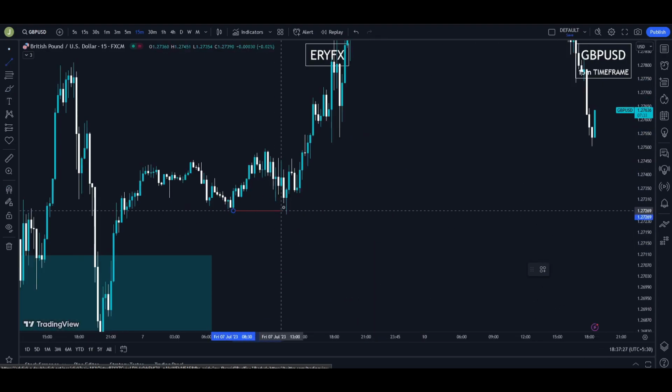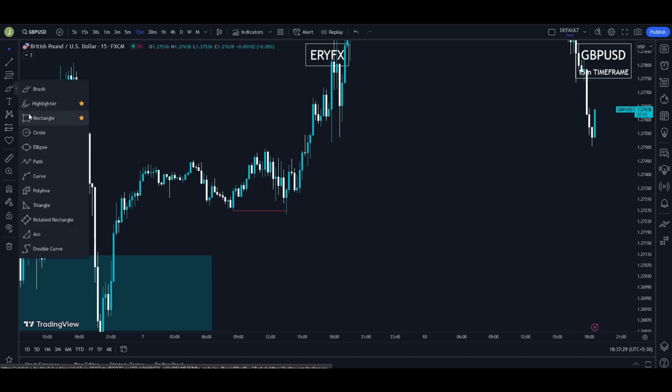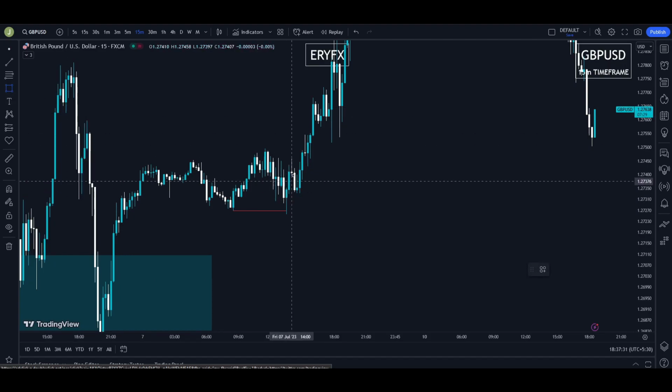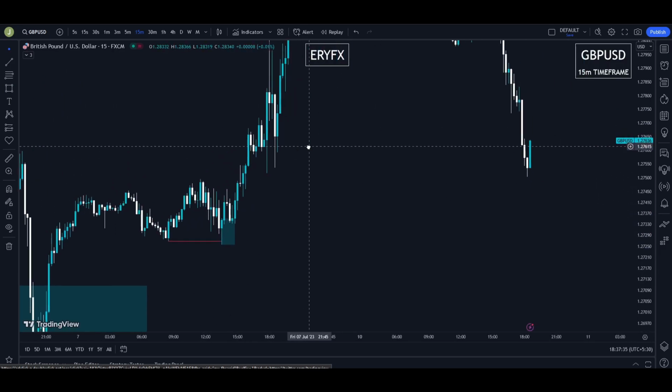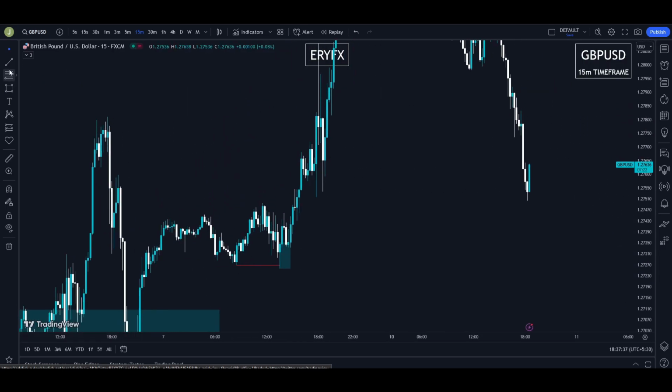It took out this low. It's going to be three candles. It came back, moved upside. It broke this structure over here.